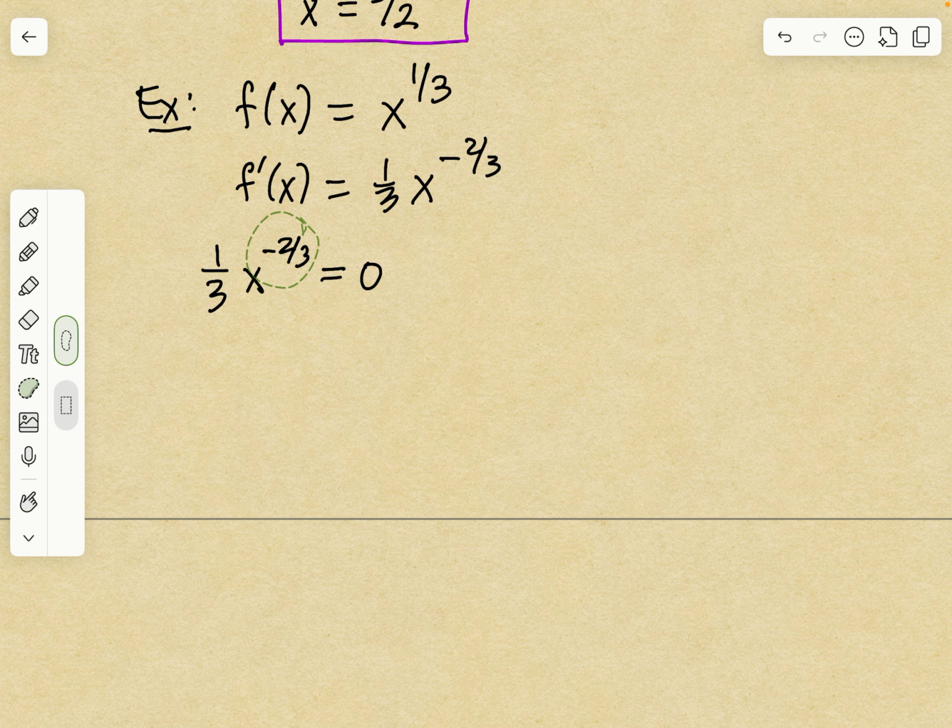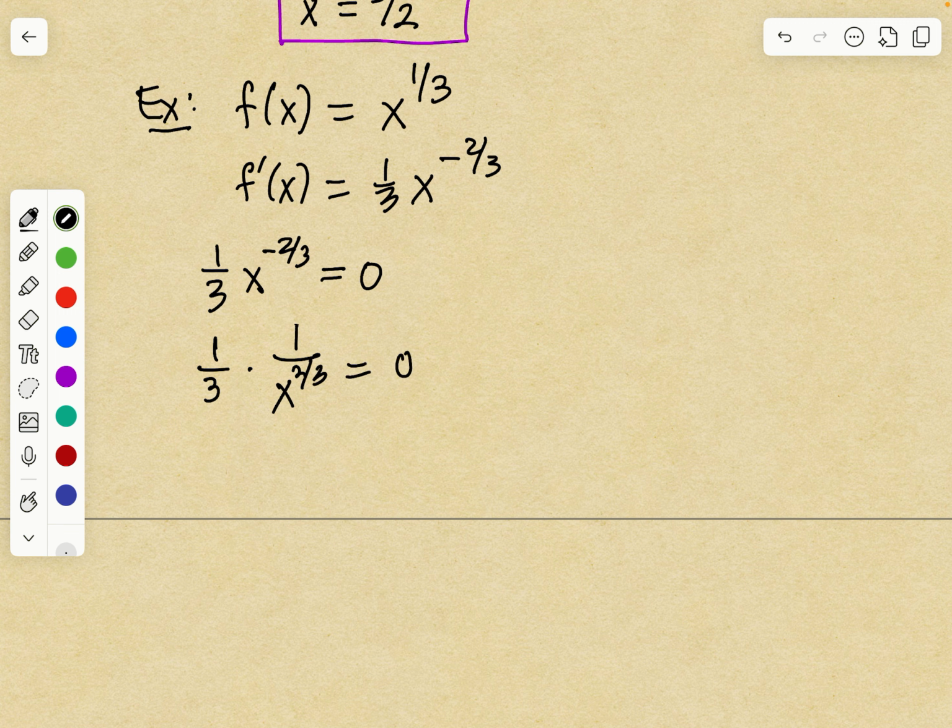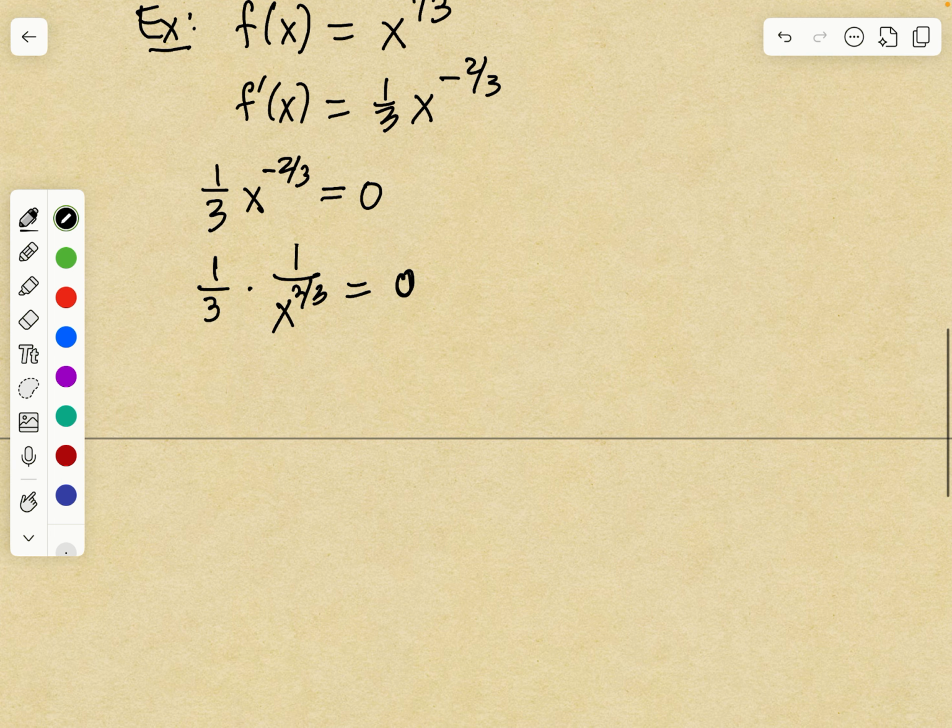When I'm raising to the negative power, it means take the reciprocal, right? X to the negative 2/3 is the same as 1 over x to the 2/3 power. So I get 1/3 times 1 over x to the 2/3 is equal to 0. Now, does that suggest what we can do? We can multiply both sides by x to the 2/3 power, to get rid of the x in the denominator.